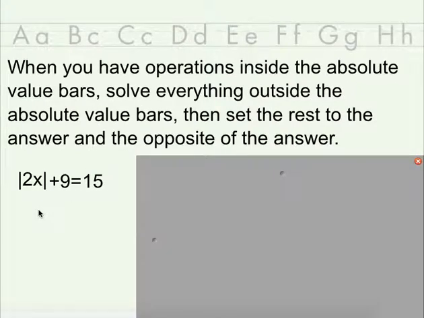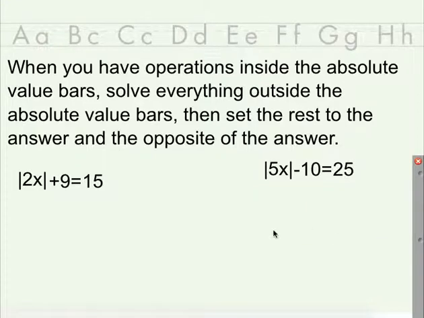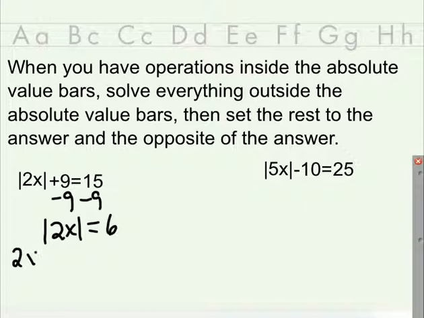Now, what happens if inside of that absolute value we have a little bit more than just x? Well, same rules apply. We're going to get that absolute value alone. So in this first case, I'm going to subtract 9. Get the absolute value of 2x is equal to 6. And at this point, I cannot go ahead and divide by 2. I have my absolute value alone, and the only thing I can do is split it into the two equations to say 2x is equal to 6, 2x is equal to negative 6. We take whatever is inside the absolute value, split it into the number and its opposite. Now we can divide by 2 and get x equal to 3, x equal to negative 3.